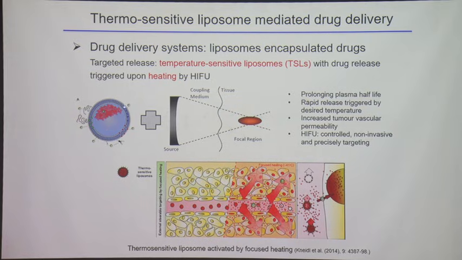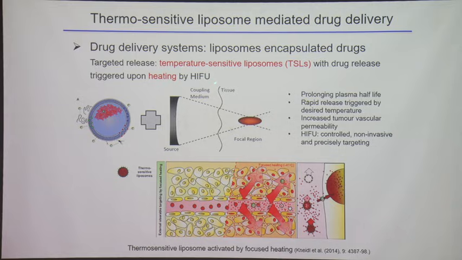But then, if the temperature is raised to a certain limit, the surface membrane will break down, and the contents inside will be released. So that's the temperature sensitivity of it. So how do you achieve the required heating? Well, this is done through HIFU, or high intensity focused ultrasound.